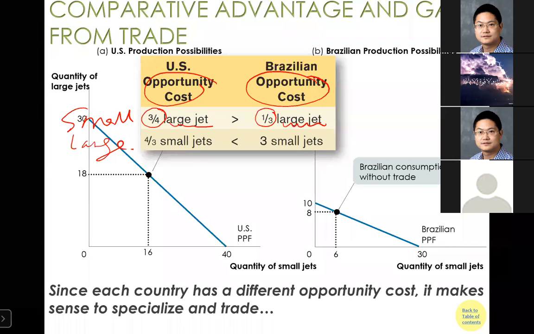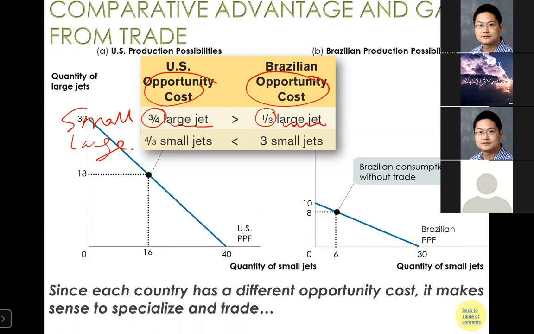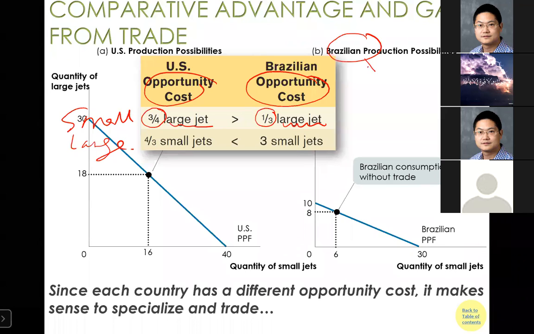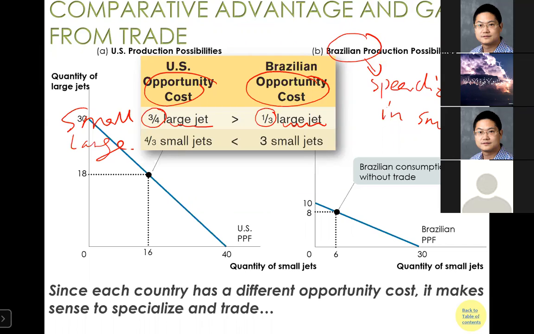Now, by comparing the opportunity costs, we realize Brazil has a comparative advantage in producing small jet. So Brazil is specialized in small jet. Why? Because they can produce small jet at a lower cost in terms of larger jet.